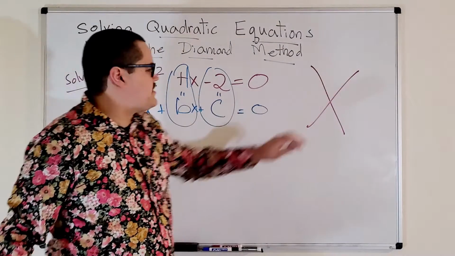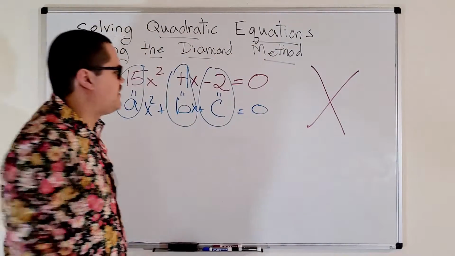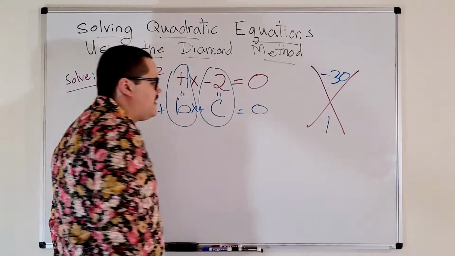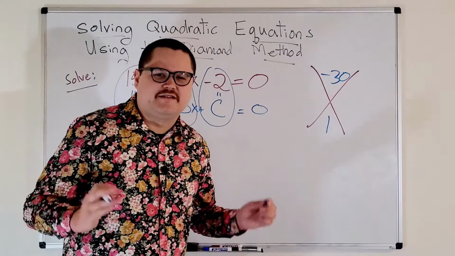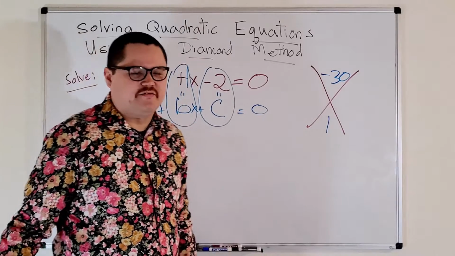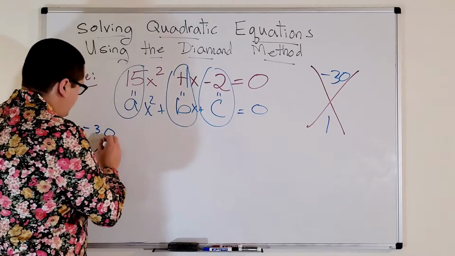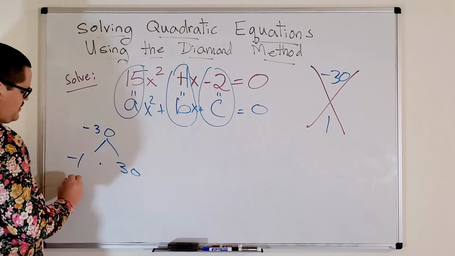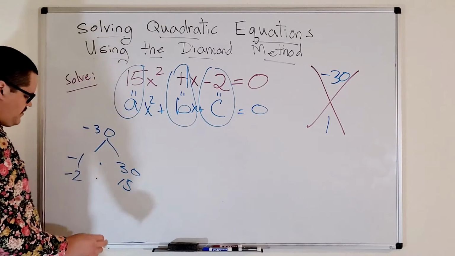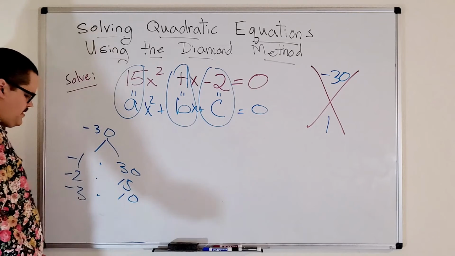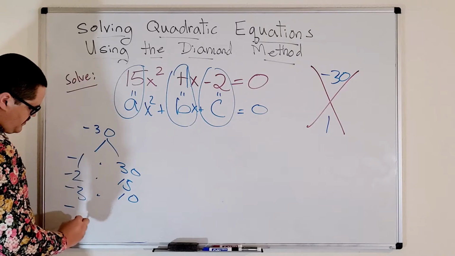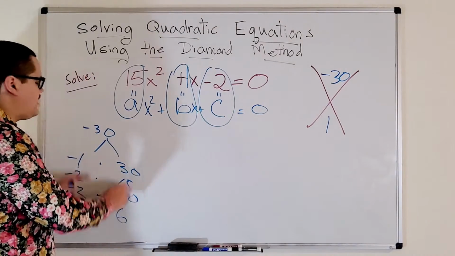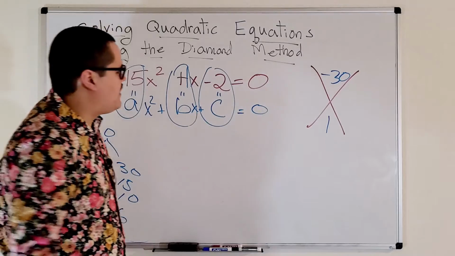A times c goes upstairs. So 15 times negative 2, negative 30. B goes downstairs. That's positive 1. So how can I factor negative 30 into two parts that add up to positive 1? Let me think. I can do negative 1 times positive 30. Those don't add up to 1. Negative 2 times 15, no. Negative 3 times 10, no. Okay, I think negative 5 times 6. Yeah, negative 5 and 6 multiply to negative 30 and add up to positive 1.